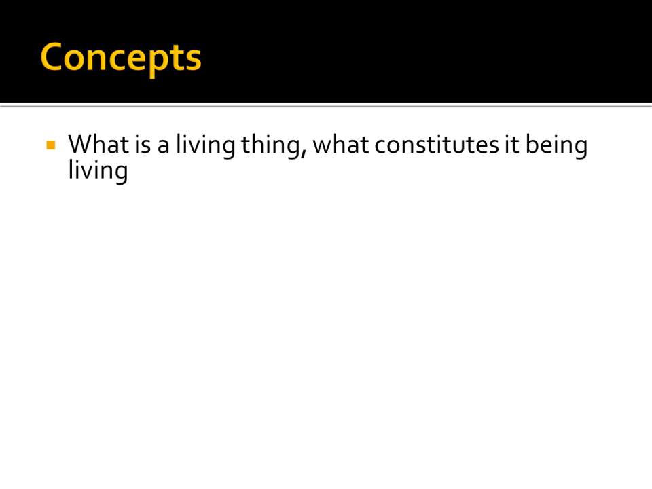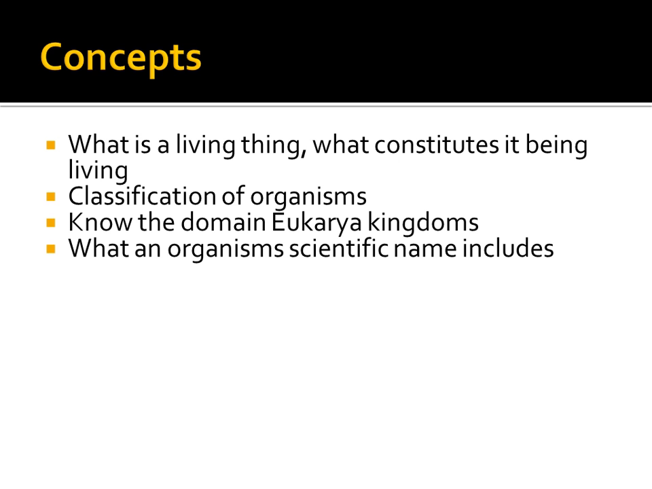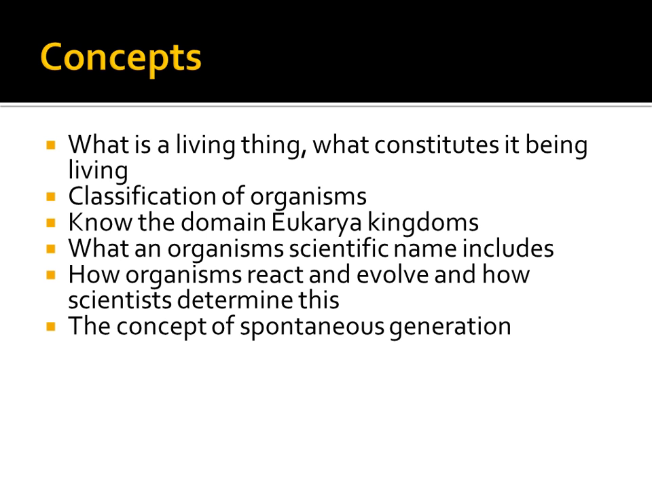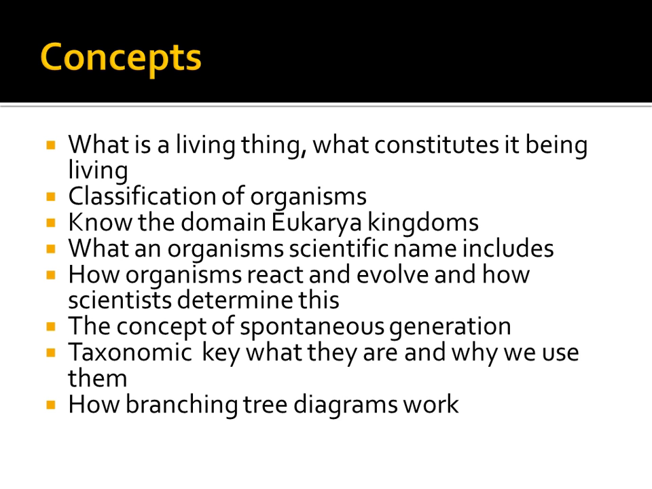For the concepts, we're going to be taking a look at what is a living thing and what constitutes it being living, how we classify organisms, knowing the domain Eukarya kingdoms, or what the kingdoms are that are found with domain Eukarya, what an organism's scientific name includes, how organisms react and evolve and how scientists determine that this happened, the concepts of spontaneous generation, taxonomic keys and what they are and why we actually use them. They're very, very easy, in fact. And then finally, how a branching tree diagram works.